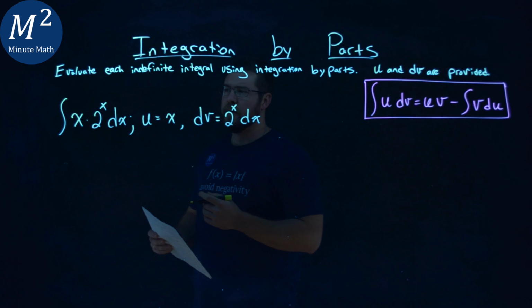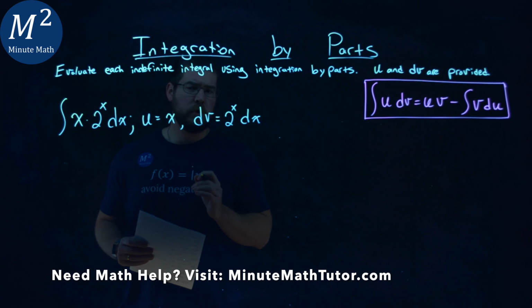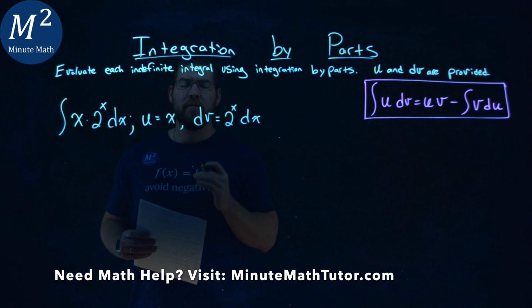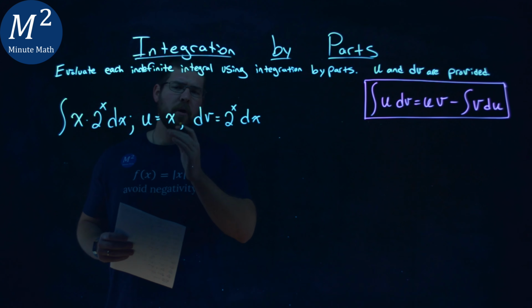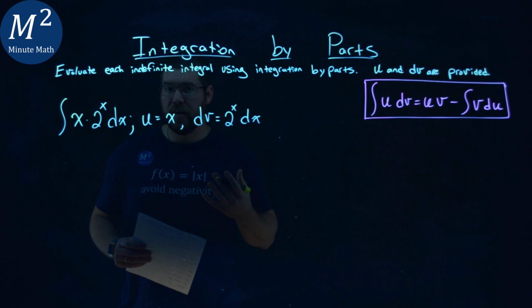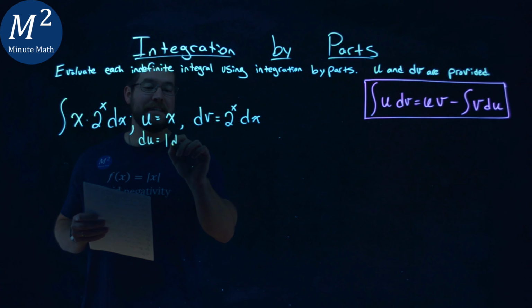We're given this problem right here, the integral of x times 2 to the x power dx, and we're given a u value of x and a dv value of 2 to the x dx, and we have to evaluate this indefinite integral using integration by parts. Now we're already given a u and dv value, so let's go find our du and v value. Du, the derivative of x, is just 1 dx.